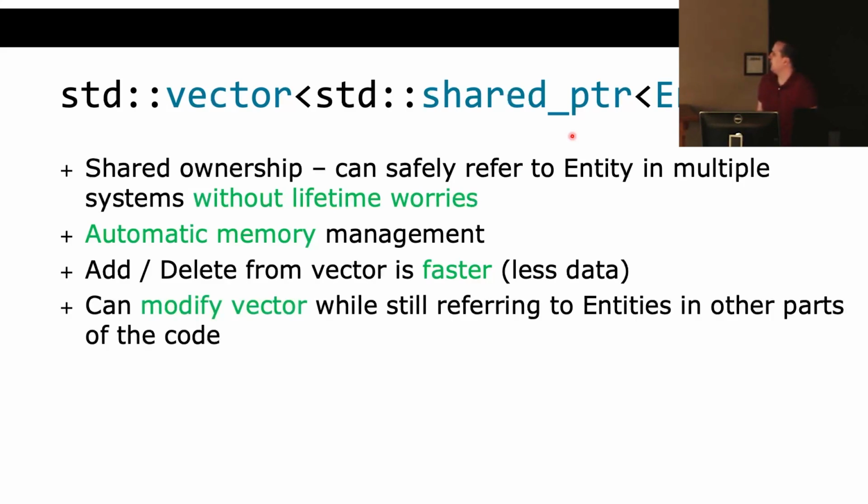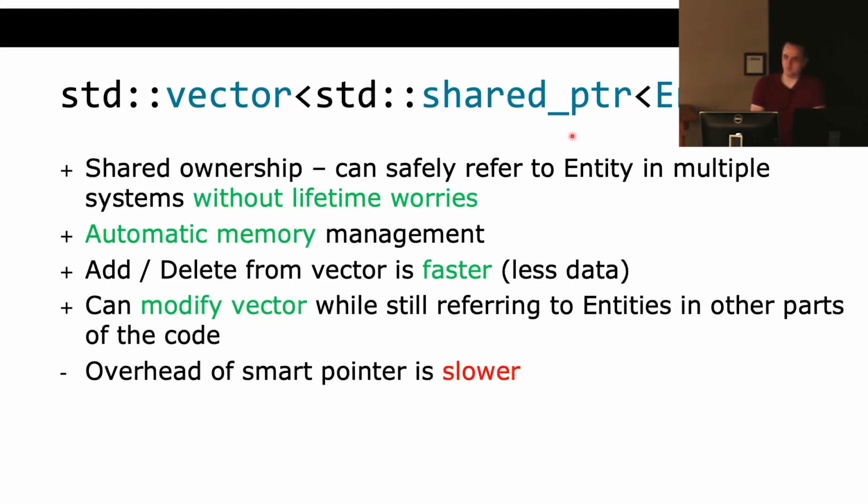And we can modify the vector while still referring to entities in other parts of the code. That's good. Those references won't be invalidated because we're not using references. We would be copying it.